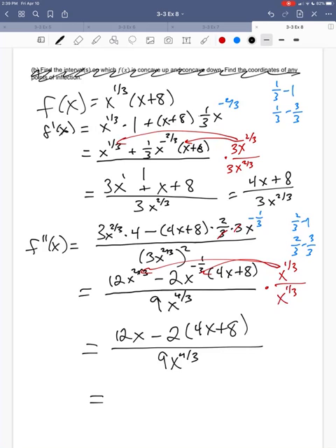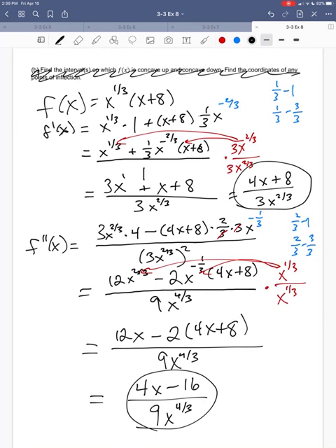And so here then, we would need to distribute and combine like terms. I'm just going to do that in my head. 2 times 4 would be 8x. 12x minus 8x will just be 4x. Negative 2 times positive 8 is negative 16. And we get 9x to the 4/3. So there was my first derivative, and there's my second derivative. And that's how I got those values at the beginning of the problem.